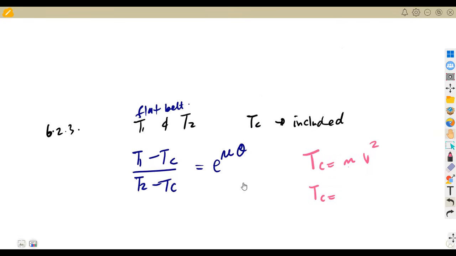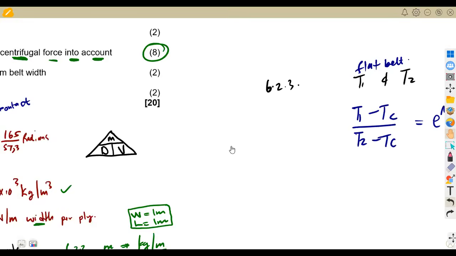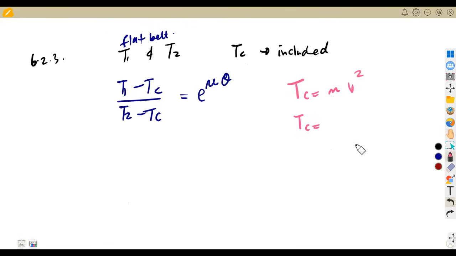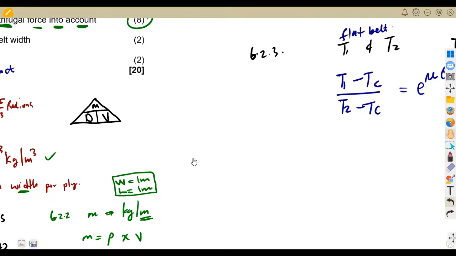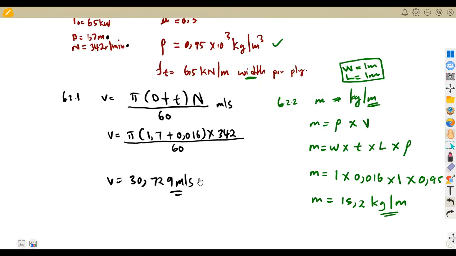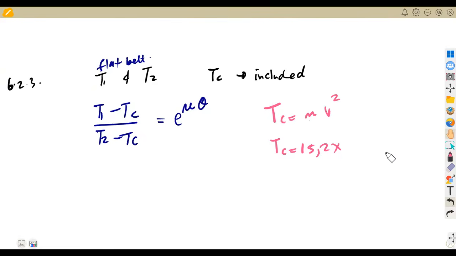We have to go back to the information. I think it was aside here. We calculated our mass, which is 15,2. So we are going to have 15,2 times v squared, where v is the velocity. Remember, we calculated the velocity, 30,729. So we are going to need this velocity. 30,729 squared is the velocity squared in this case. So we are going to have the centrifugal force, which is 14,352,92.59 and so on, which is 926 in Newton in this case.